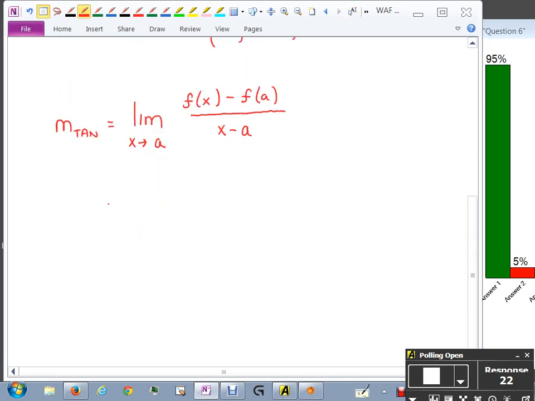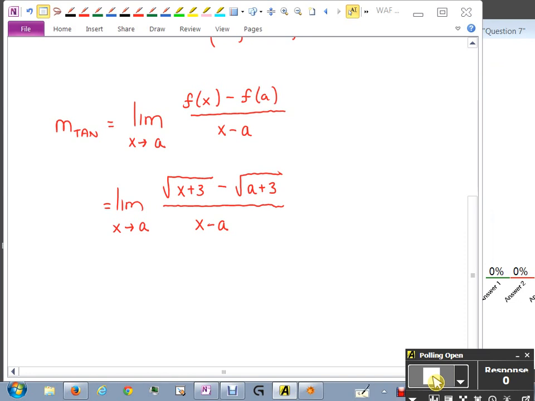Let's write them down. This is the limit. X approaches A of f of x. What is f of x? Square root of x plus 3? Yes. Minus what is f of A? Square root of A plus 3. Right? That's what f of A is. Since I don't know what A is, I plug A into the function, square root of A plus 3, all over x minus A.